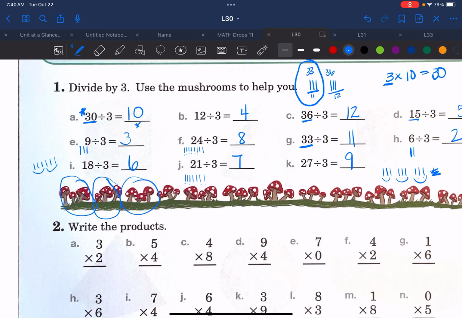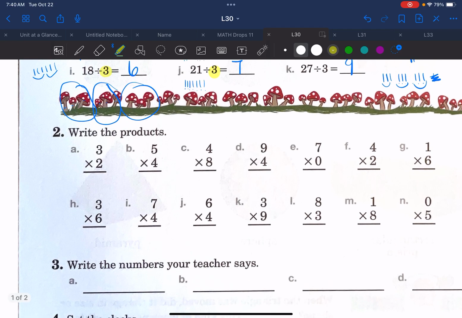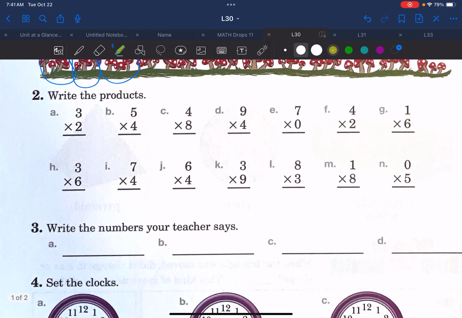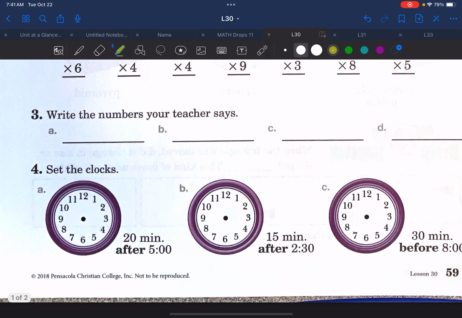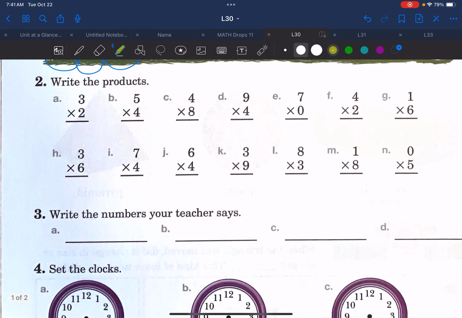Whatever the number is here that you are dividing by is what you're going to skip count by. Okay? All right, the next section is writing your products. So you're going to write those, practicing your skills. So if it's times 2, you double the other number. If it's times 4, you double the double. So you do 5 plus 5 equals 10, then 10 plus 10 equals 20, and keep going.